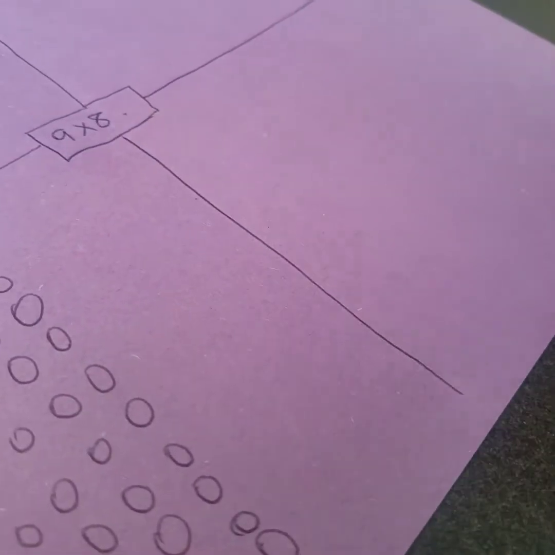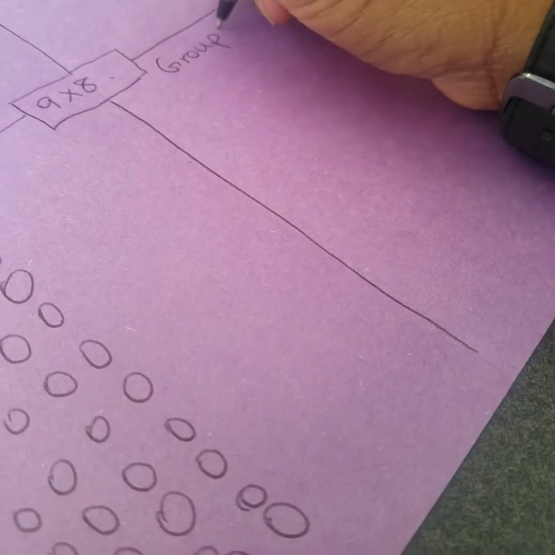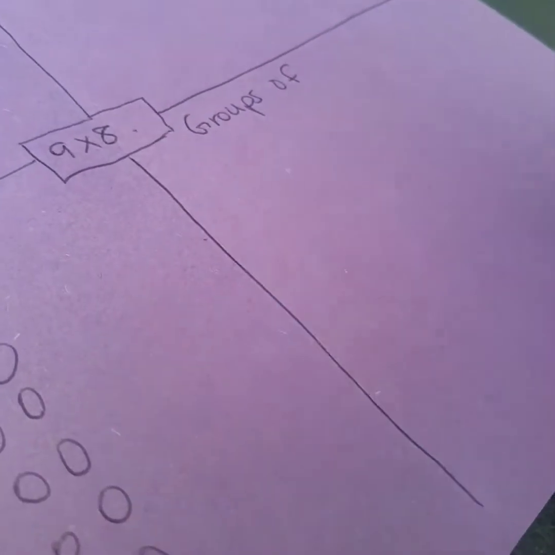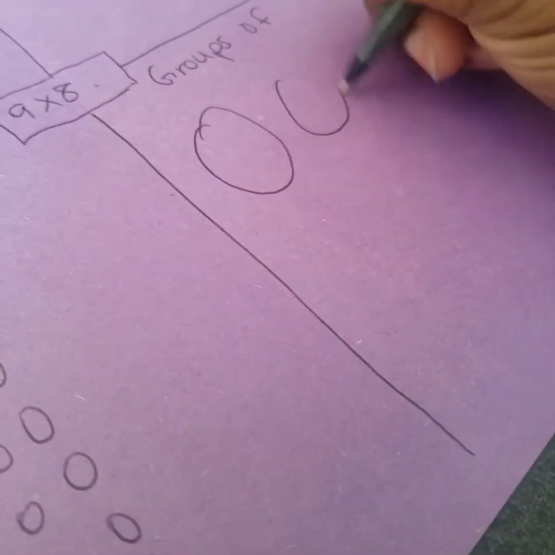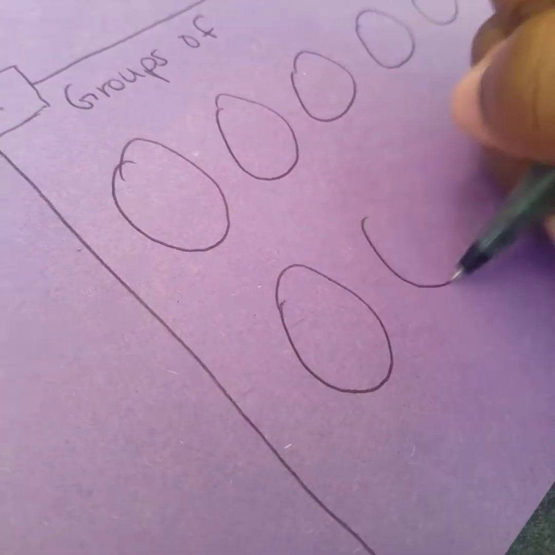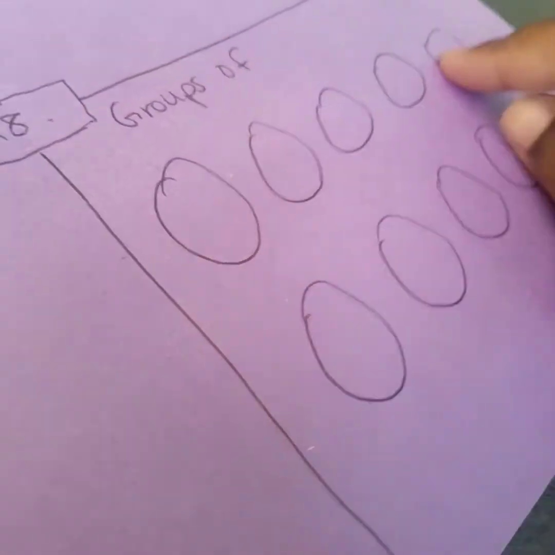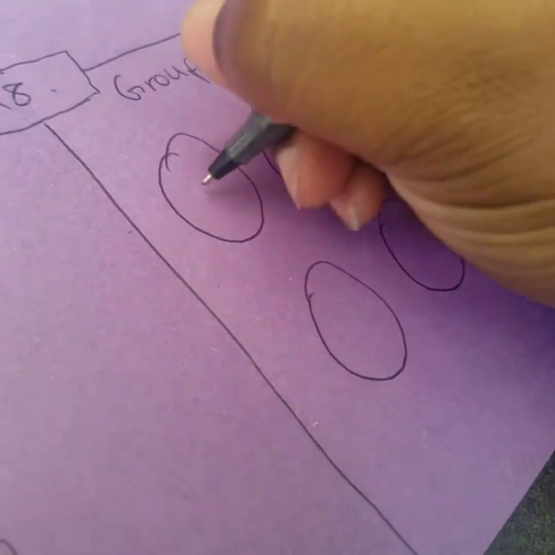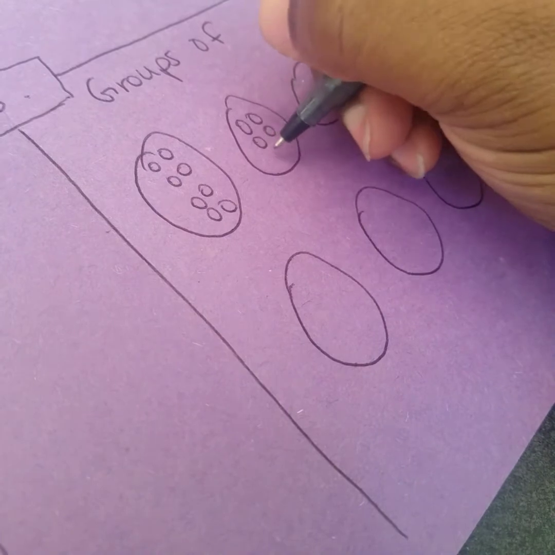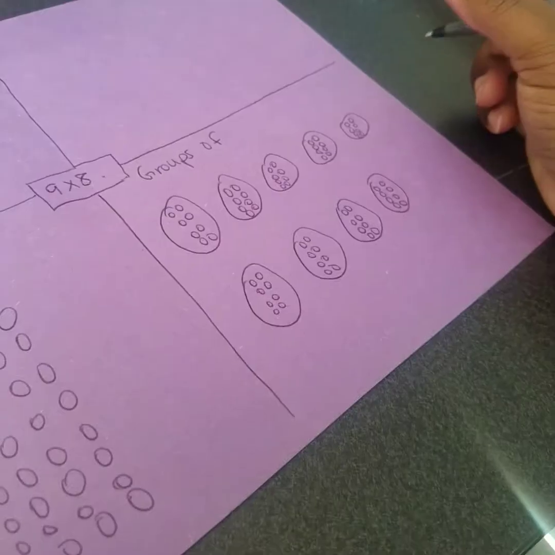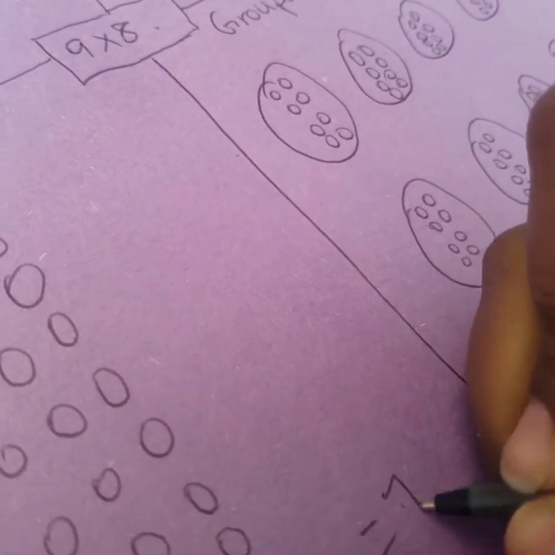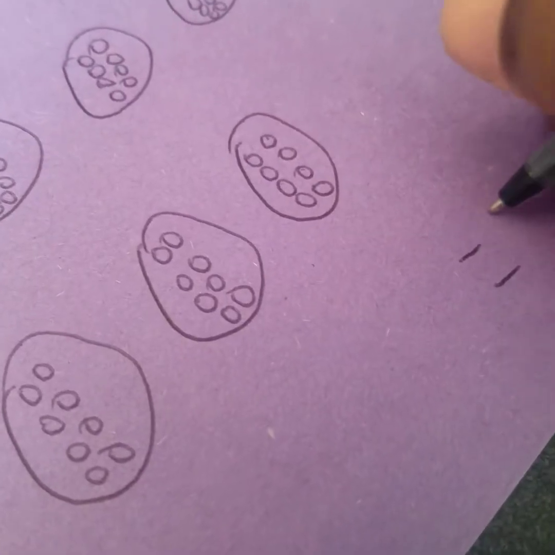The next strategy that we learned was groups of. So once again, it's 9 groups of 8. So we need to draw 9 big circles. And we're putting 8 in each because there's 9 groups with 8 in each. And that's how it would look when it's completed. So all of these equal 72. This one also equals 72.